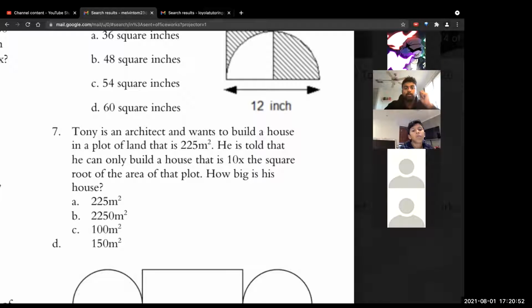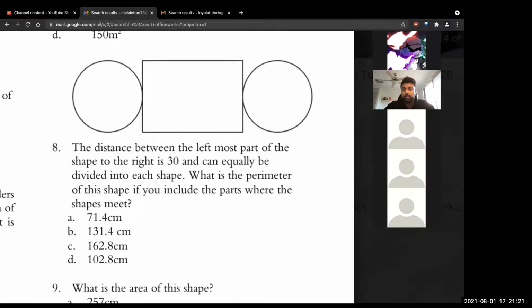So first of all, what are the things we need to find out? We need to find out the square root of the area, and then we need to 10x that. So what's the square root of 225? It is 15. 15 times 10 is 150 meters squared. Perfect. Create clearer drawings. Next.